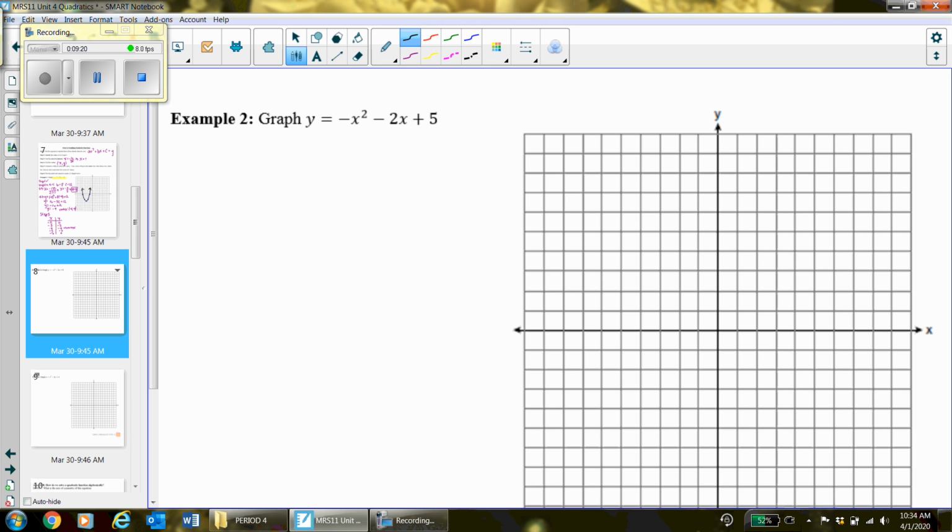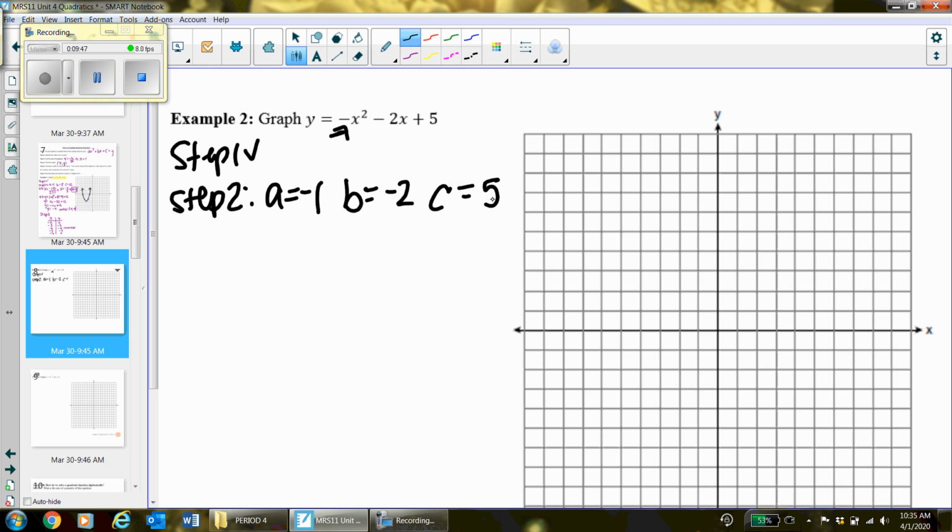Example 2, you have a negative. I'm going to kind of whiz through this just because I went step by step and I already did this on my enter key. So this is already in standard form. So step 1, we're good. Step 2, identify A, B, and C. My A is equal to negative 1. That negative means something. All right. My B is negative 2. Keep the sign with the number. My C is a positive 5.